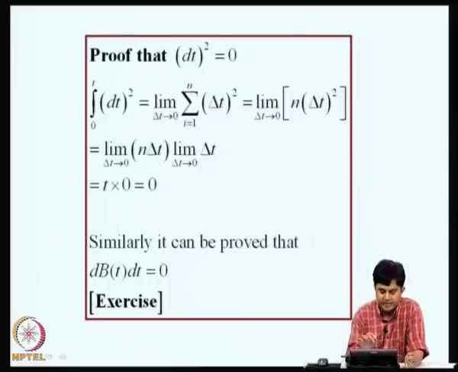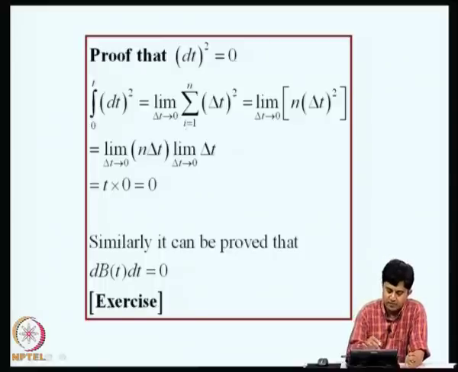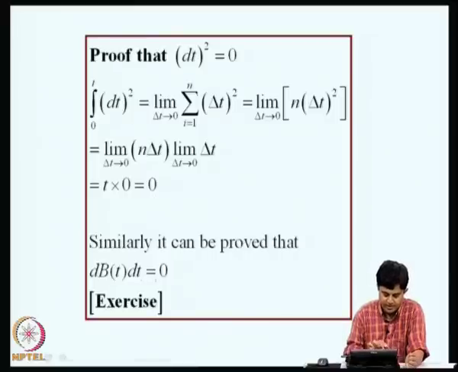Now, how do you show that dt square is 0? This is straightforward. You follow the same logic, write integral 0 to t of dt square as limit delta t going to 0 of the sum i equal to 1 to n of delta t square, and this becomes n delta t whole square... This can be written as limit of delta t going to 0 of n delta t into delta t, n delta t is t and the other delta t goes to 0, therefore, the answer is 0. So, you can similarly show that dB of t into dt is 0, this I leave as an exercise.